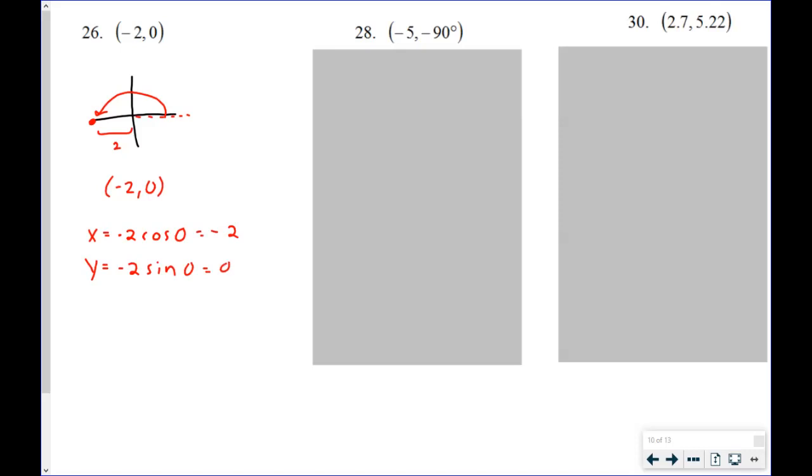Right. Okay, 28, 30 are yours to do. Really quickly, we'll do the last set of examples, then you guys will get to work. Oh, and then I'm going to show you what we're actually going to do with polar. That's fun.